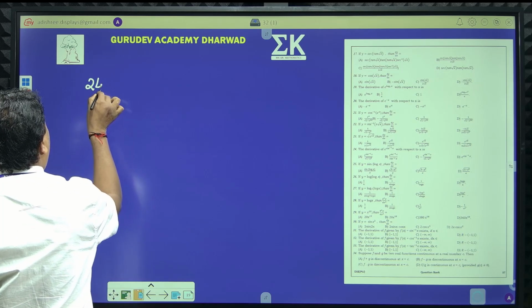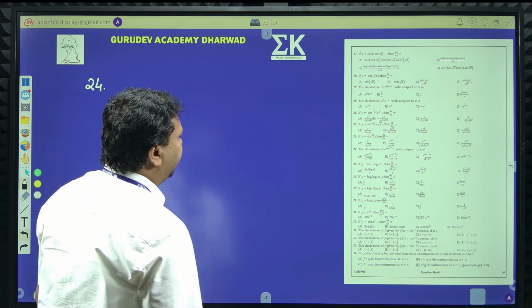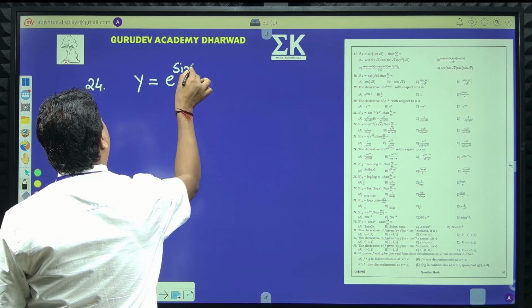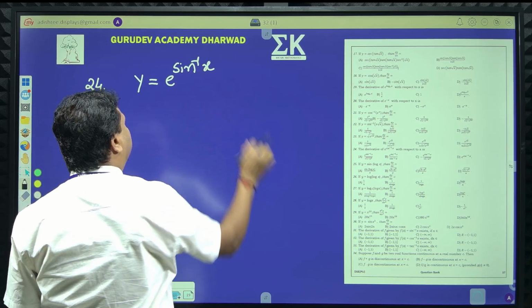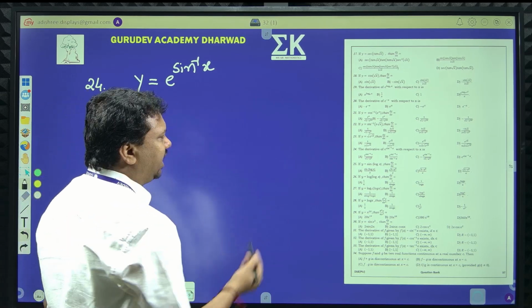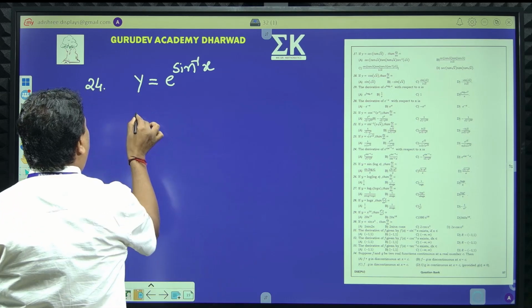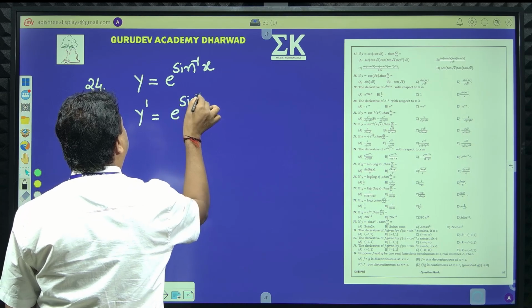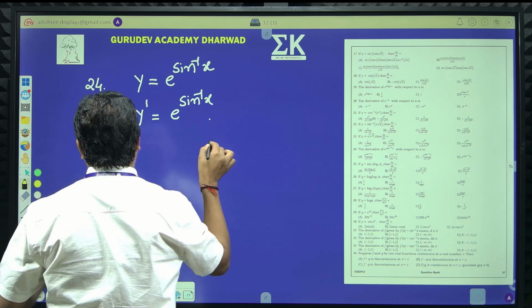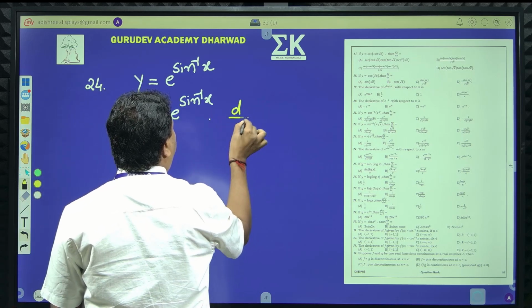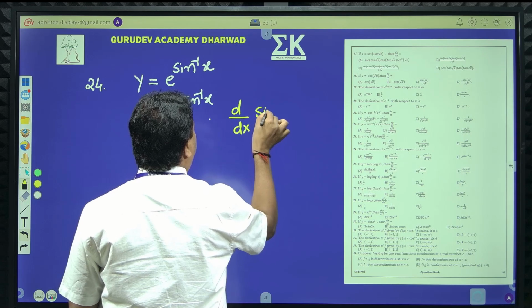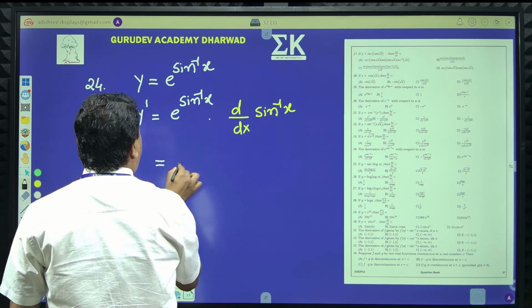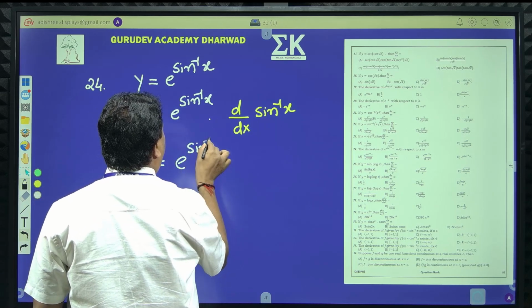Question number 24. The derivative of e to the power sin inverse x. The derivative of e to the power sin inverse x, right? Again I am taking e to the power g of x. What is e to the power g of x? e to the power g of x into differentiation of g of x. That means they are asking for the differentiation of sin inverse x. Hence y is equal to e to the power sin inverse x.